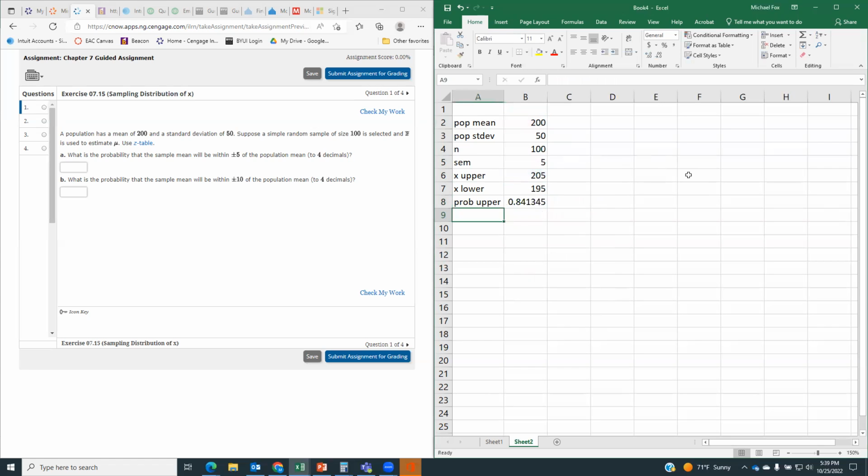So with that function, I find that given a population mean of 200 and a standard error of the mean of 5, the probability of x being 205 or lower is 0.8413.